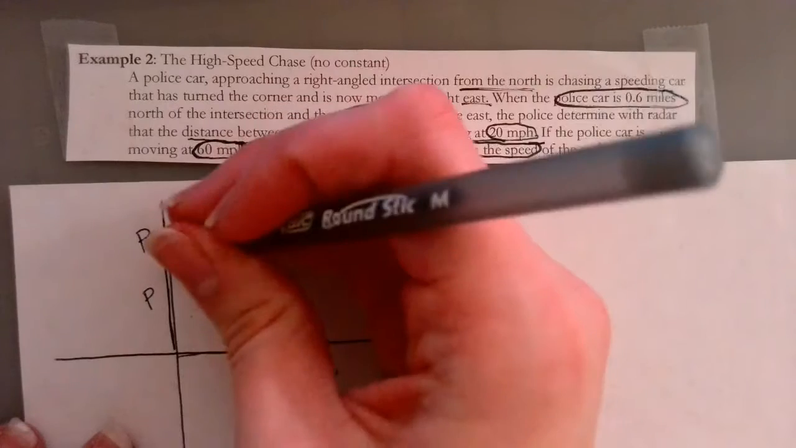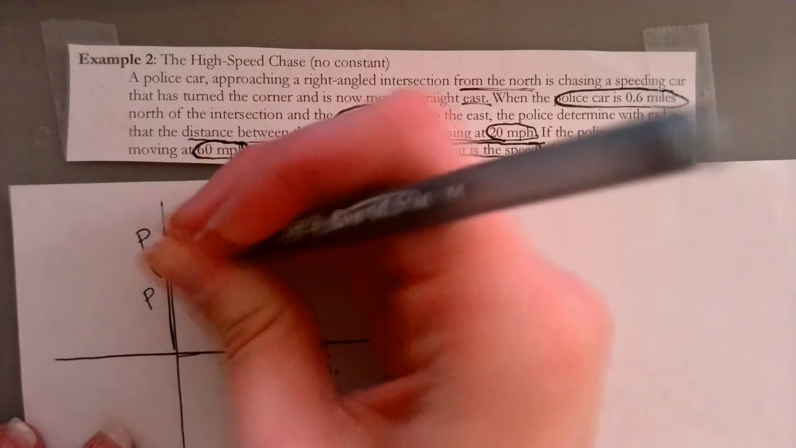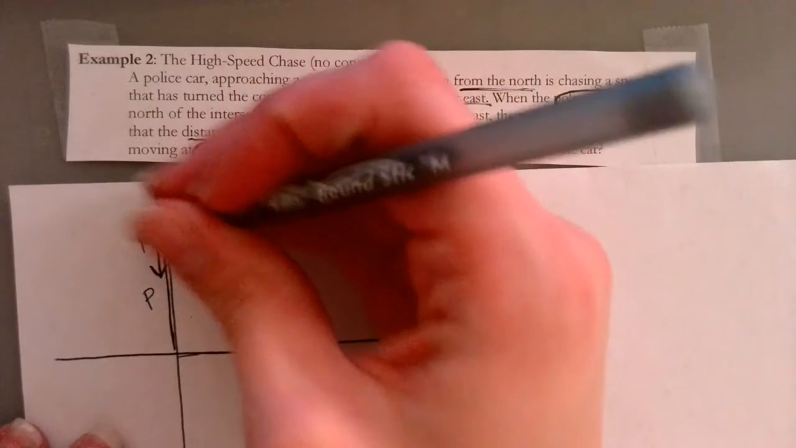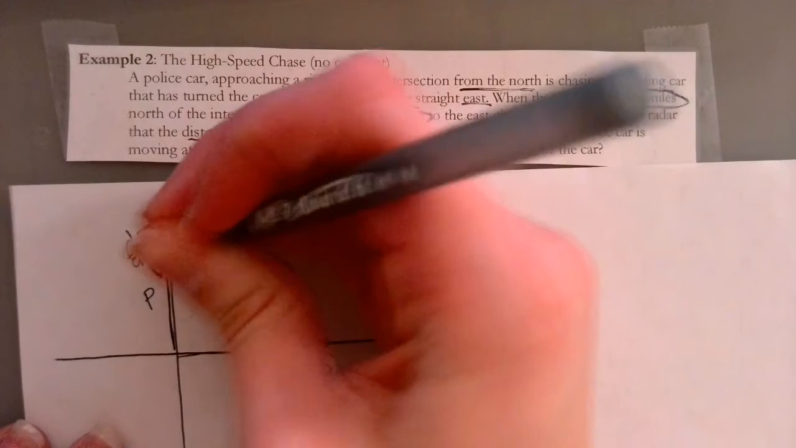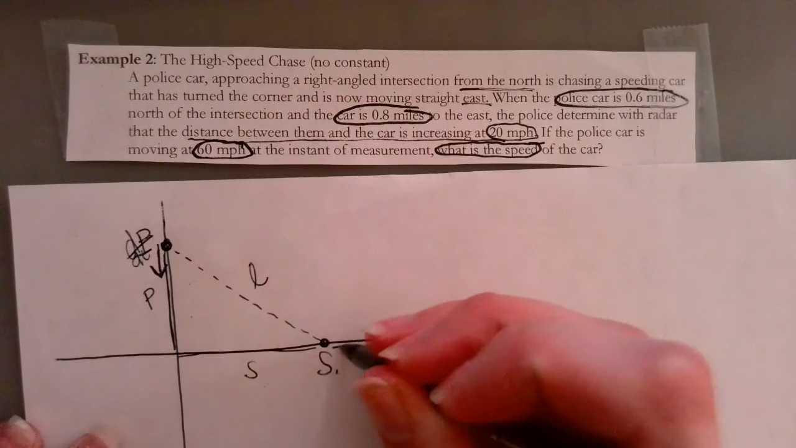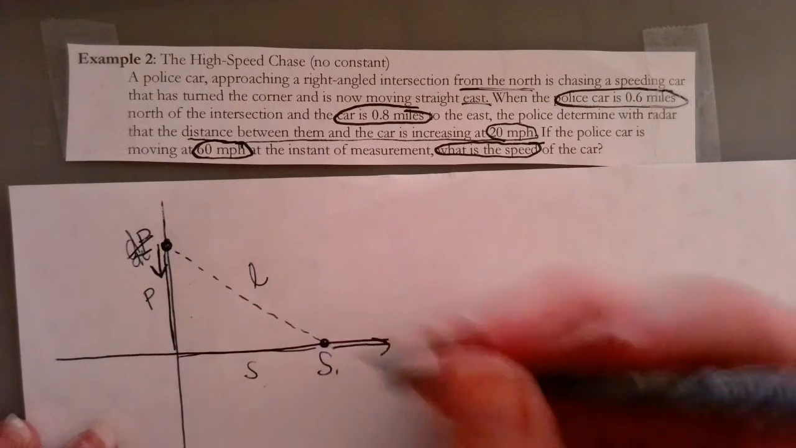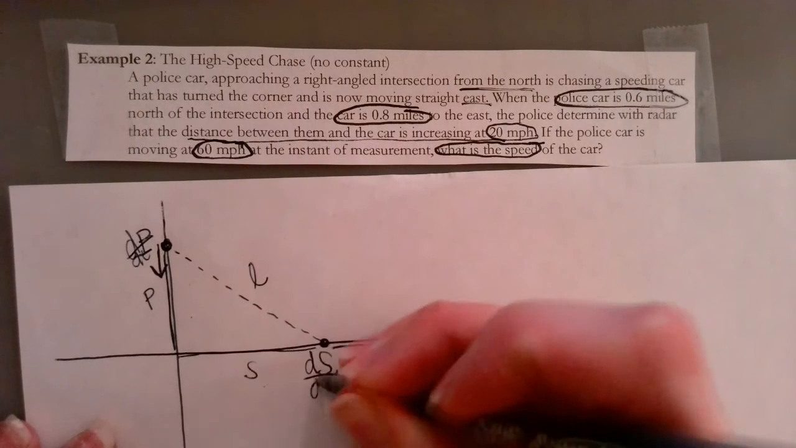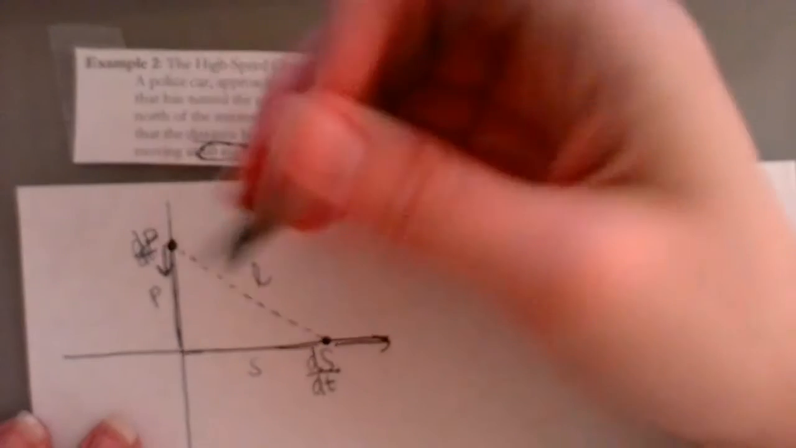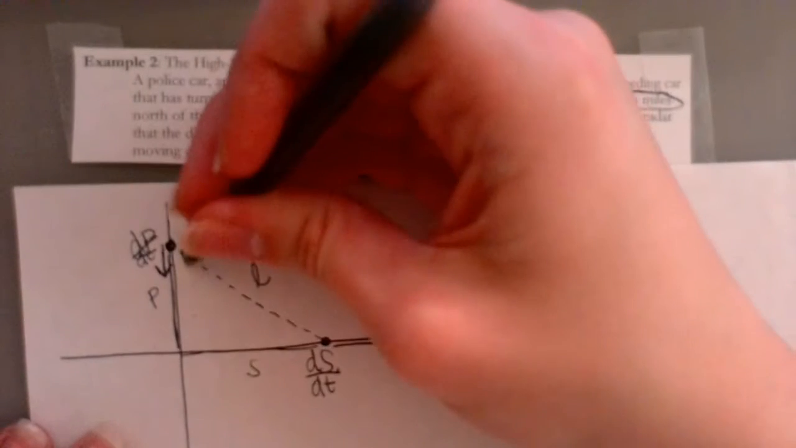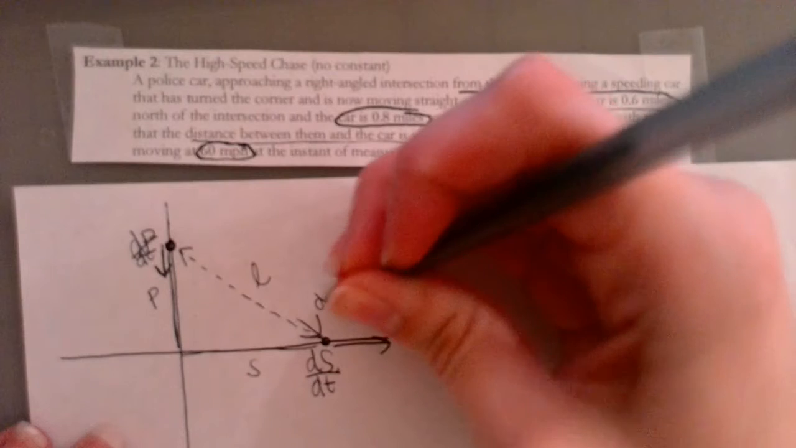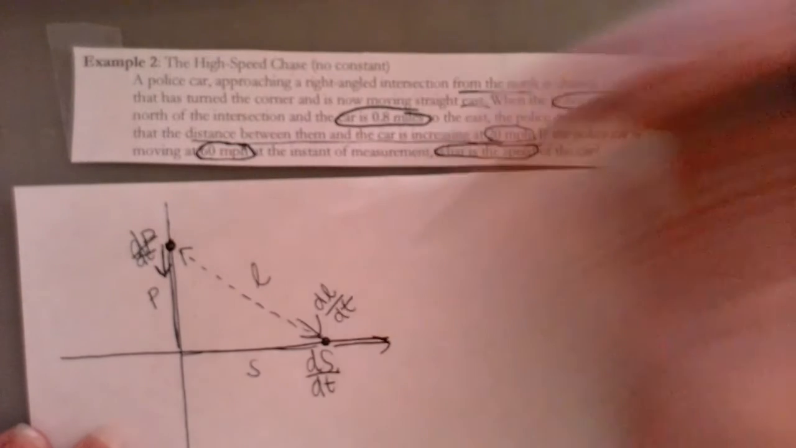So, the police car is moving south, meaning that this change, dp dt, is going to be a negative number. The speeding car is moving east, which means that this change, ds dt, is going to be a positive number. The length between these two cars is also changing. It is growing. So dl dt is the rate that is growing.